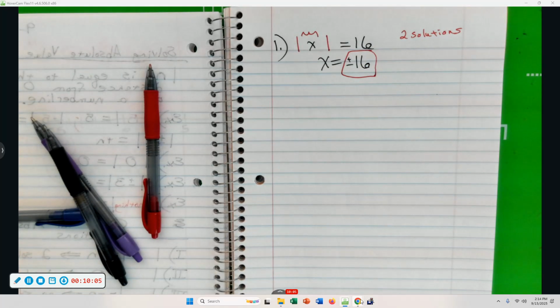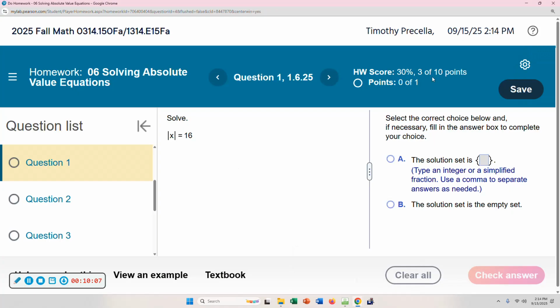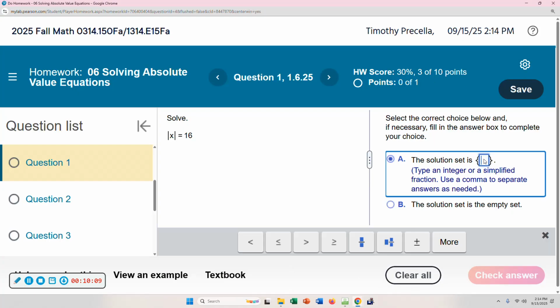I hope they have the plus minus hot button here. Let's see. You click. Remember I told you that plus minus hot button is a relatively recent invention that they programmed in. You used to have to type 16 comma negative 16. That's why they say use a comma to separate the answers. But in this case, there's no need to. You can just put plus minus 16.